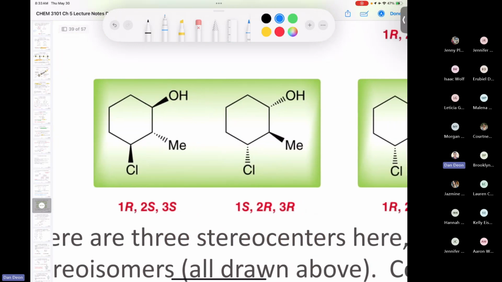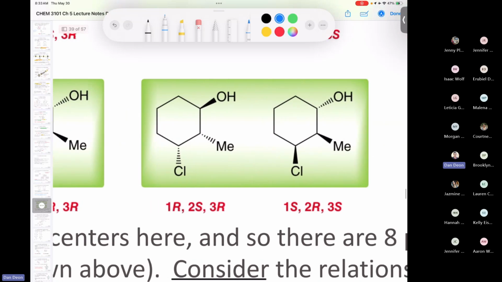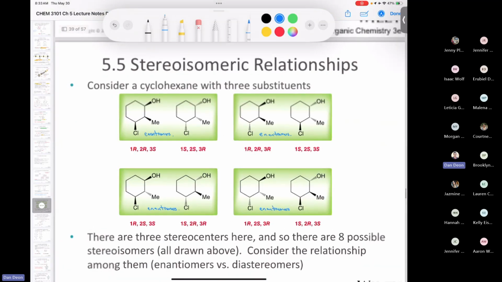The one on the bottom left, you can see that every wedge is flipped to a dash, the one dash is flipped to a wedge. So these are enantiomers. I can't spell enantiomers. Enantiomers. All right, and then the last two are enantiomers as well. So what is in the green boxes is they're showing 4 pairs of enantiomers.